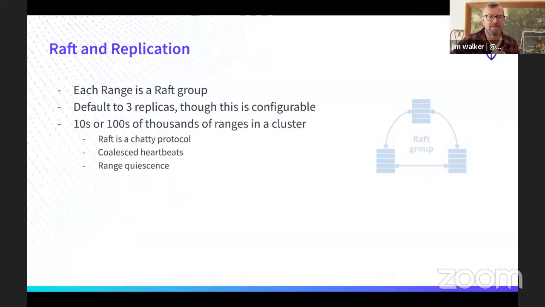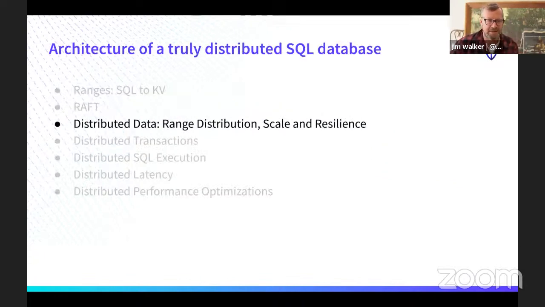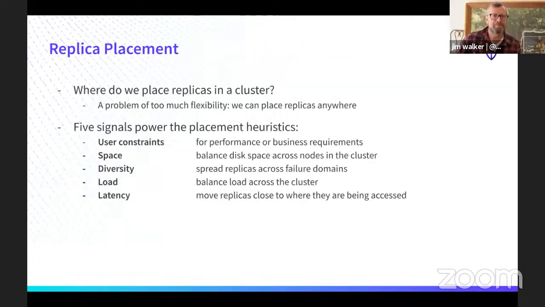There are hundreds of thousands of ranges in a cluster, all managed by the backend database, hundreds of thousands of shards, all being managed and split and collapsed and moved around, all intelligently by the database, okay? So Raft is really critical. Now, how do we distribute this data?